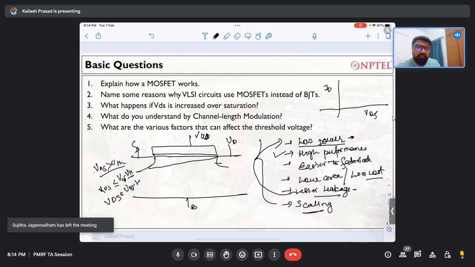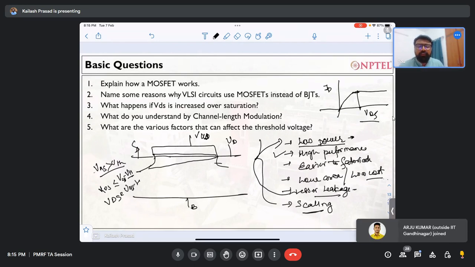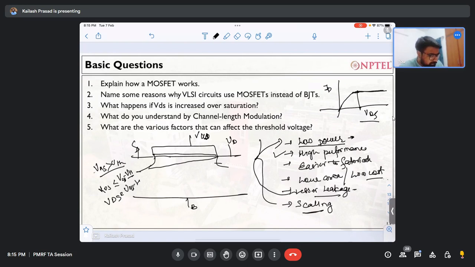versus VDS, this is what we call the output characteristic. The ideal thing is it should be like this. It will become constant after VDS is greater than VGS minus VT. So this is what happens if VDS is increased over saturation. But is it really the case that this becomes constant? So that comes to the fourth question. What do you understand by channel length modulation? Anybody wants to answer that?